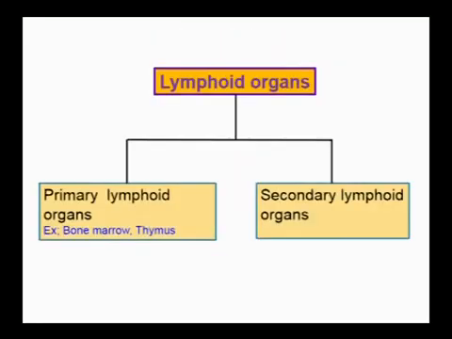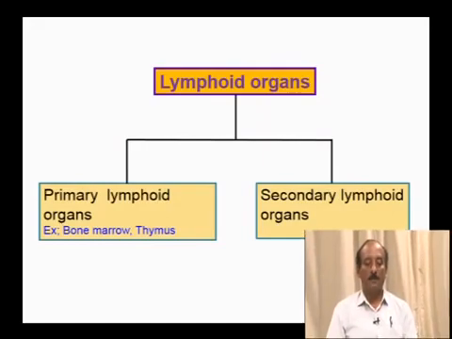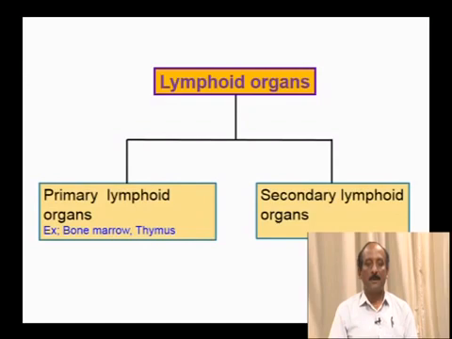Coming to the lymphoid organs. The lymphoid organs involved in the immune system are broadly classified into primary lymphoid organs and secondary lymphoid organs. The primary lymphoid organs are the organs at which the lymphocytes are formed and maturation takes place. The examples for the primary lymphoid organs are bone marrow and thymus. Bone marrow is the site at which the lymphocytes are formed and also B lymphocytes get differentiated, whereas the thymus is the site at which the T lymphocytes get differentiated.